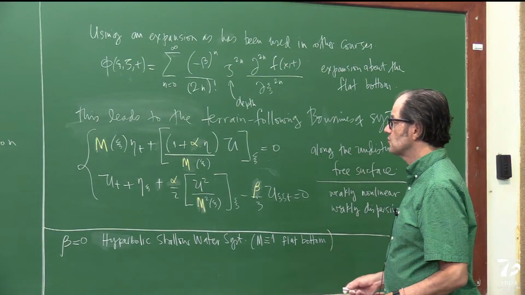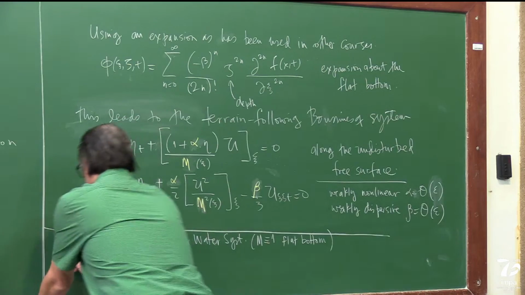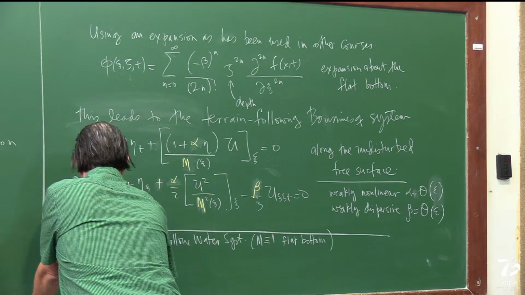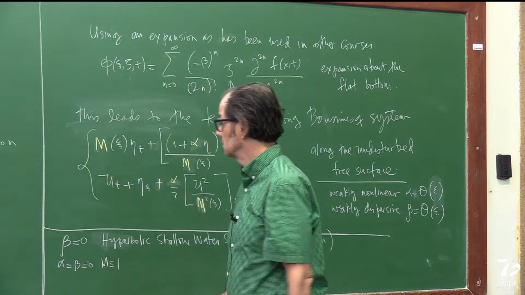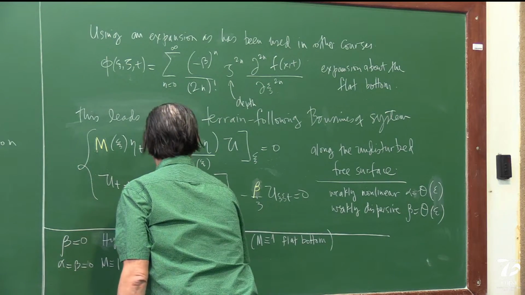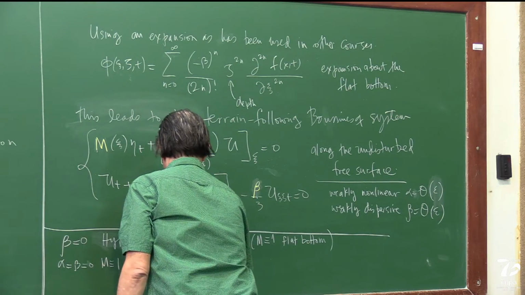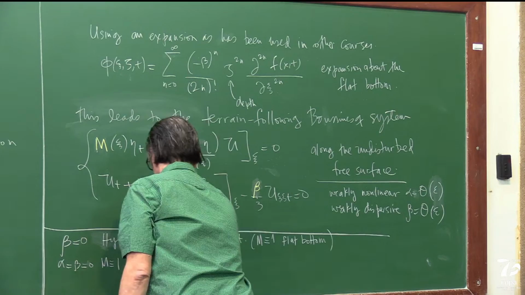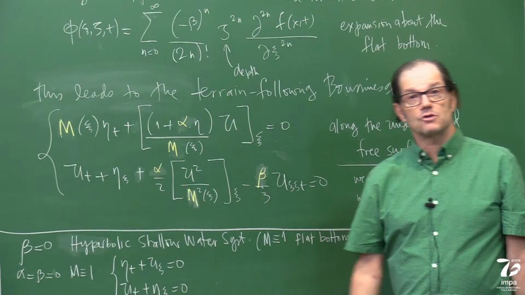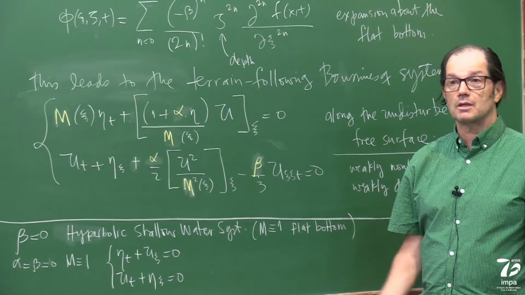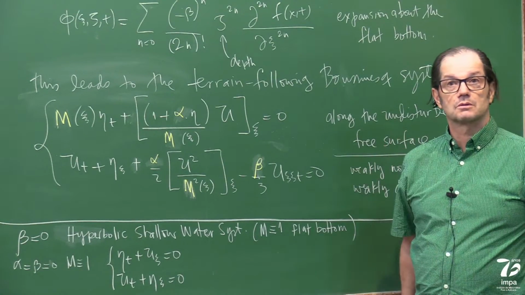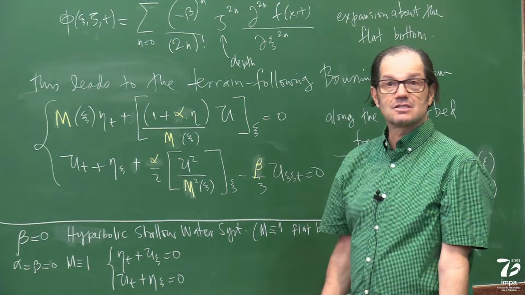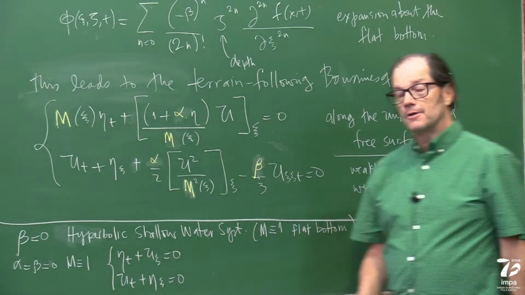And if we put alpha equal to beta equal to 0, m identically 1, look what we get. We get eta t plus u of c equal to 0, u of t plus eta c equal to 0. This is an equation we already saw. It's like the hyperbolic two-way wave equation. The only thing is that it's written in c, and we saw it in x before. This guy, this guy, this guy, this guy. Okay?